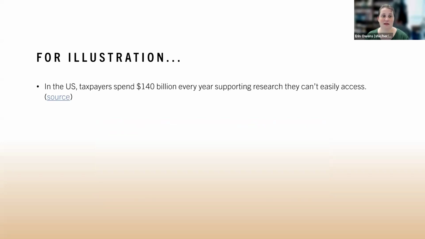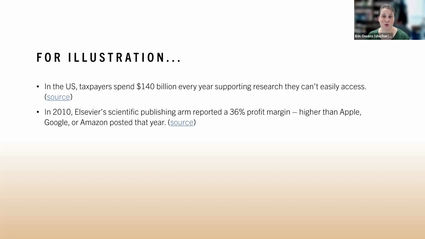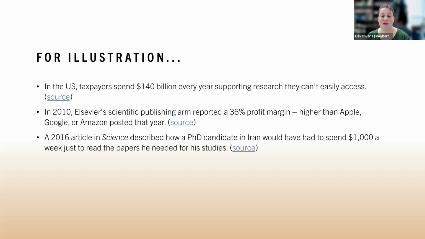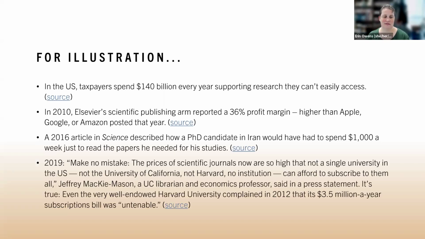In the US, taxpayers spend about $140 billion every year supporting research that they cannot then easily access themselves. Meanwhile, in 2010, Elsevier's scientific publishing arm reported a 36% profit margin, which was higher than Apple, Google, or Amazon posted that same year. In 2016, an article in Science described how a PhD candidate in Iran would have had to spend $1,000 a week just to read the papers that he needed for his studies. That's not going to be tenable for most graduate students.